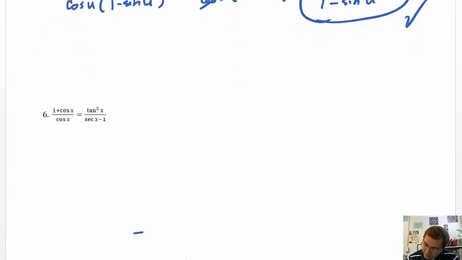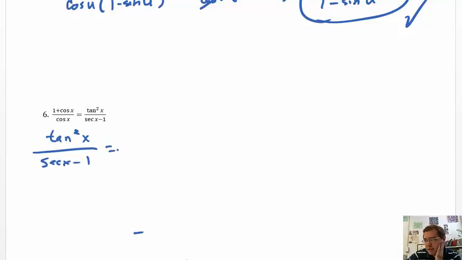And number 6. 1 plus cosine of x over cosine of x equals tangent squared of x over secant x minus 1. Which side should I start with? Let's start with the right-hand side. Again, we can start with either one, so don't be scared. But I'll start with the right-hand side.